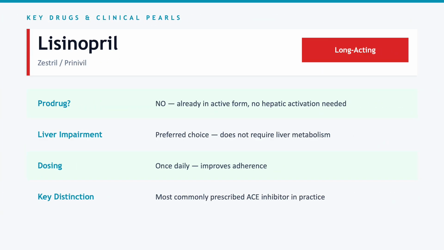Lisinopril is the most commonly prescribed ACE inhibitor in clinical practice. It is FDA approved for hypertension, heart failure, and acute myocardial infarction. Lisinopril is one of only 2 ACE inhibitors, along with Captopril, that is not a prodrug, so it does not require hepatic activation. This means it is a better choice in patients with significant liver dysfunction. It is dosed once daily, which improves adherence.